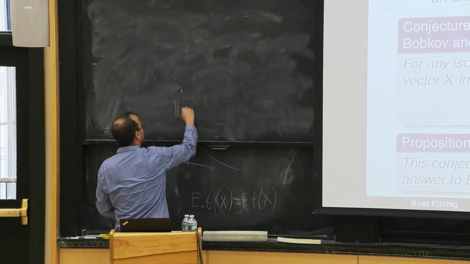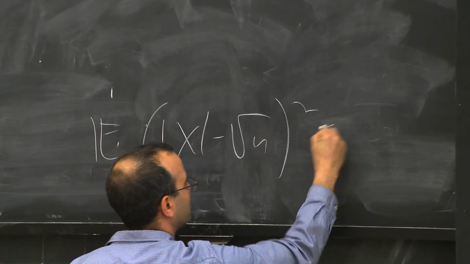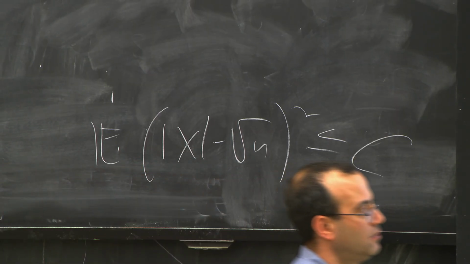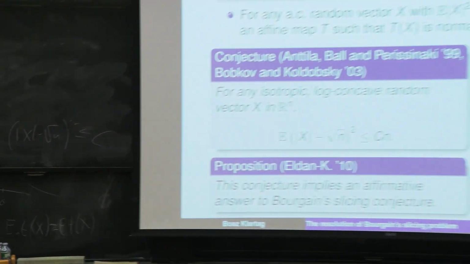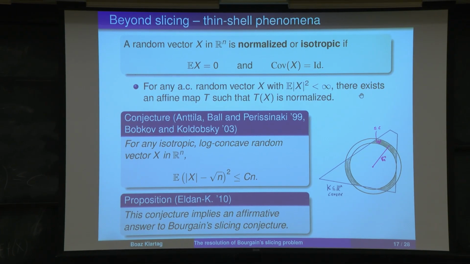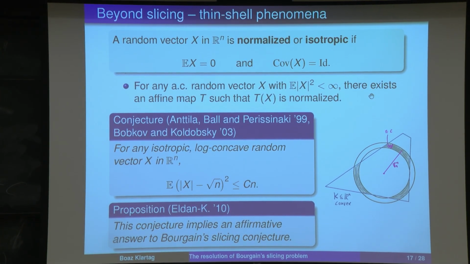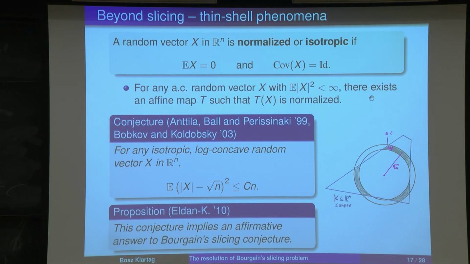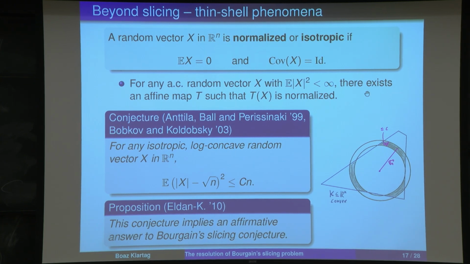So x minus root n squared is at most a universal constant. So the width of the Euclidean norm of x is bounded by a universal constant. Okay, and we know by our work with Eldan that this effect is not true without log-concavity. You can have the uniform measure on two spheres, which is not concentrated on a single sphere. And we proved with Eldan that this conjecture implies an affirmative answer to the Bourgain slicing conjecture.